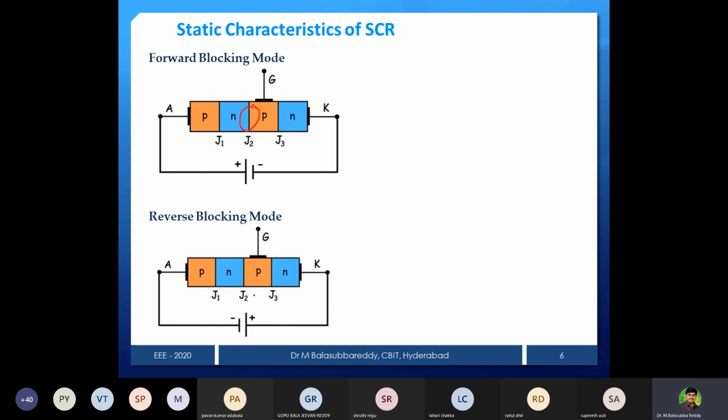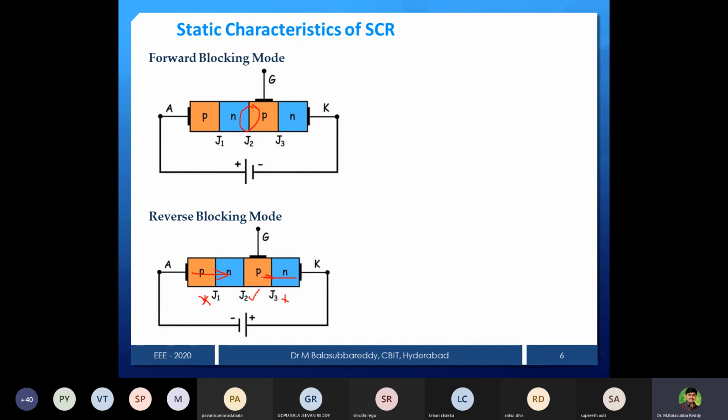Junction J2 only is forward biased, and J3 and J1 are reverse biased. That is the reason this also has a blocking state, or off state. Why do I call it a blocking state? Only one junction is forward biased here, but the rest of the junctions are reverse biased.